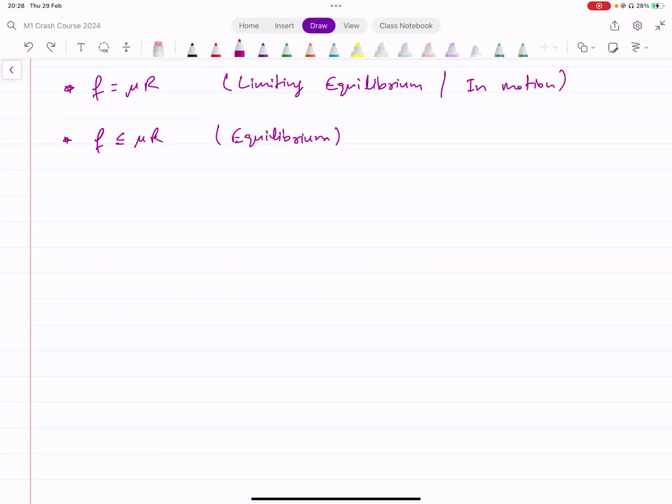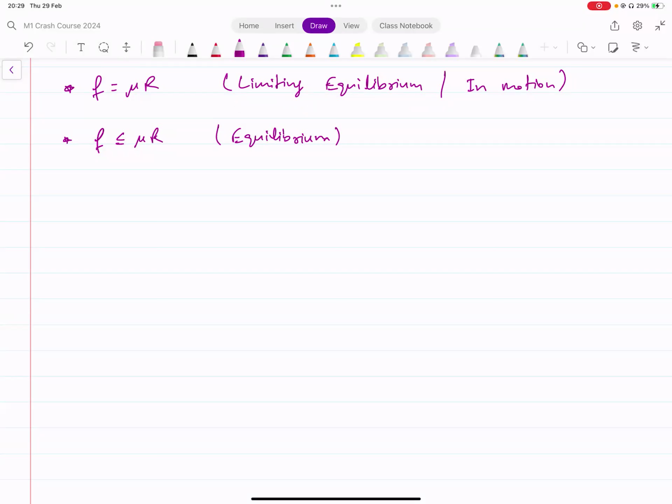Okay. So when we're doing questions, I'll often be reminding you about this again and again, that whenever you have limiting equilibrium written there, that should remind you of this directly. That's F equals mu R. As soon as you read the phrase limiting equilibrium, that should remind you of F equals mu R right away. You're going to write that on the side, F equals mu R.